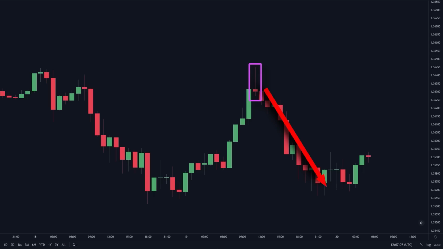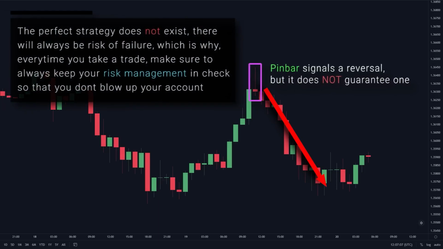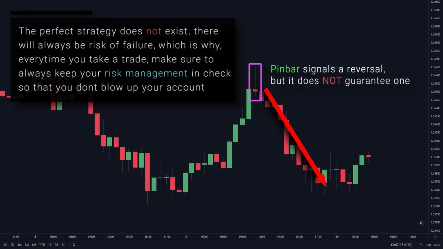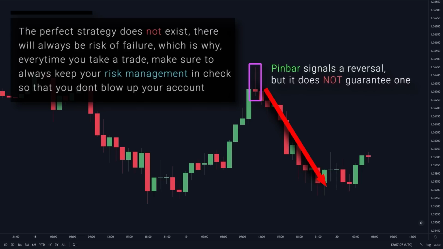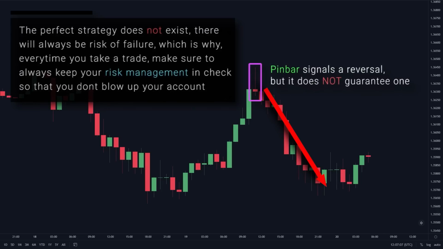But bear in mind, even though a pin bar signals a reversal, it does not guarantee one. Remember that in trading, a perfect strategy does not exist. There will always be risk of failure, which is why, every time you take a trade, make sure to always keep your risk management in check so that you don't blow up your account. Now let's move on.